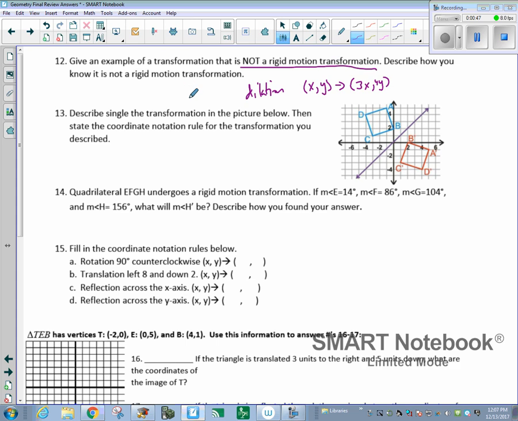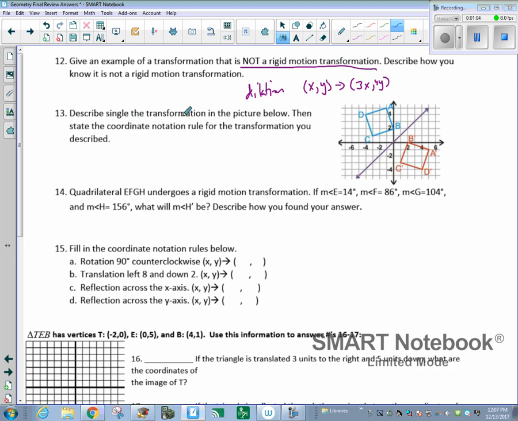So if the multipliers on the x and y are the same values, then the dilation would be considered similar, meaning the shapes would be similar but not congruent.